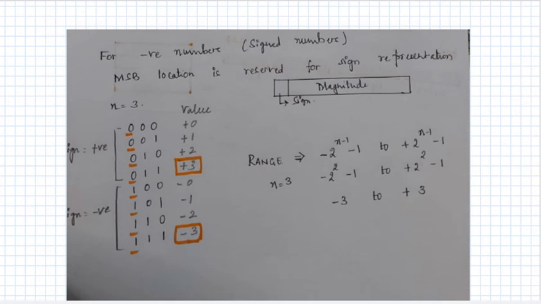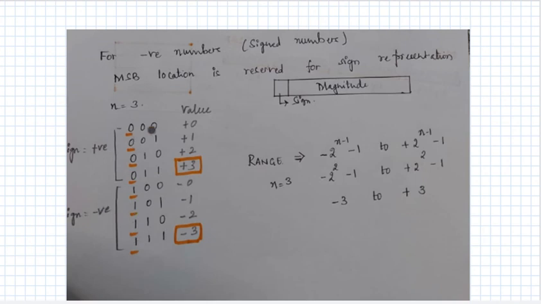So here the most significant bit location is reserved for representing a sign. For signed numbers, we have 1 bit to represent the sign and the remaining bits to represent the value, which is called the magnitude. Now let us understand the concept with n equal to 3, that is, I just have 3 positions, and then extend the same concept for any value of n. So I have 3 positions and 1 position is to represent the sign. Whenever it is 0, it is a positive number. Whenever it is 1, it is a negative number.